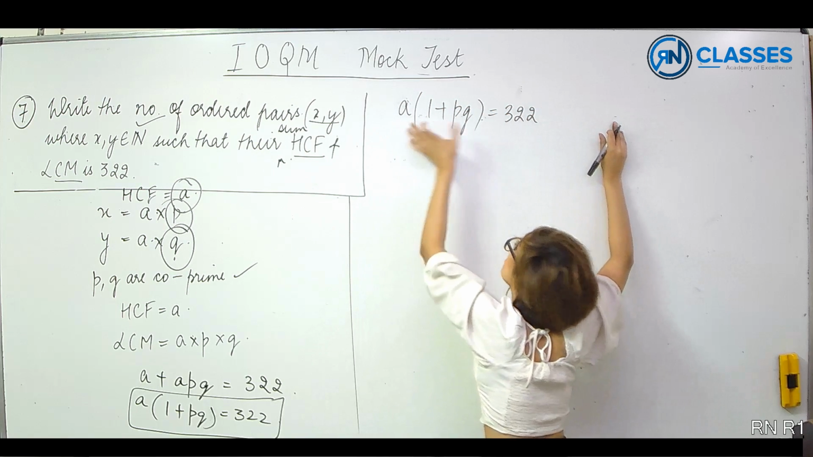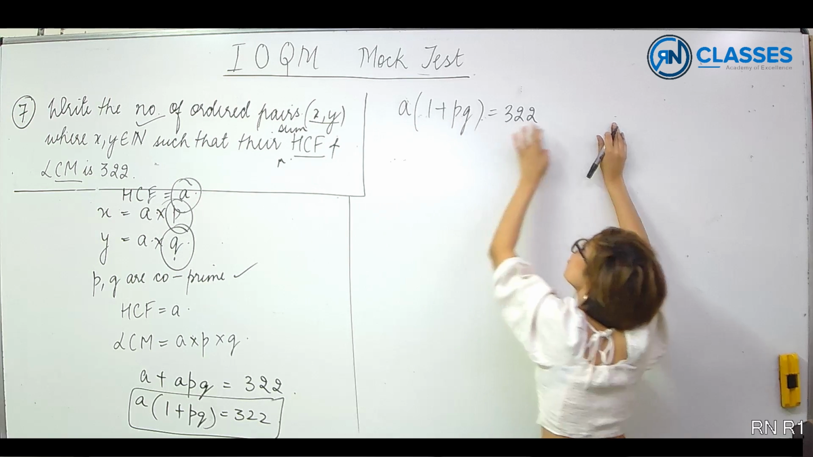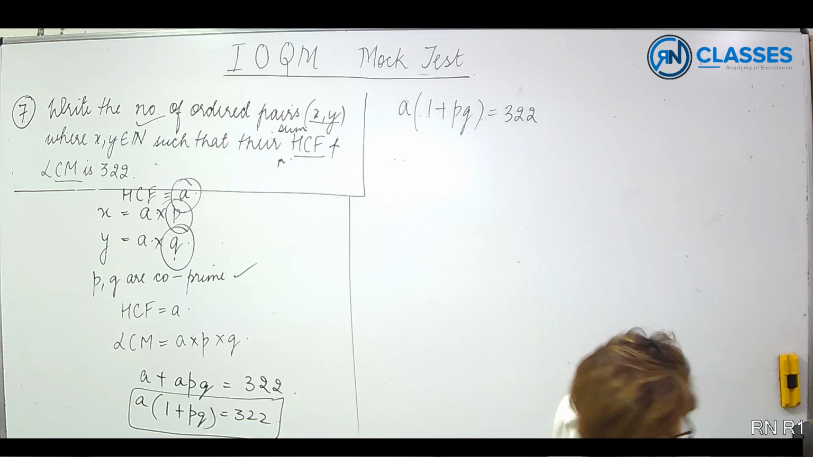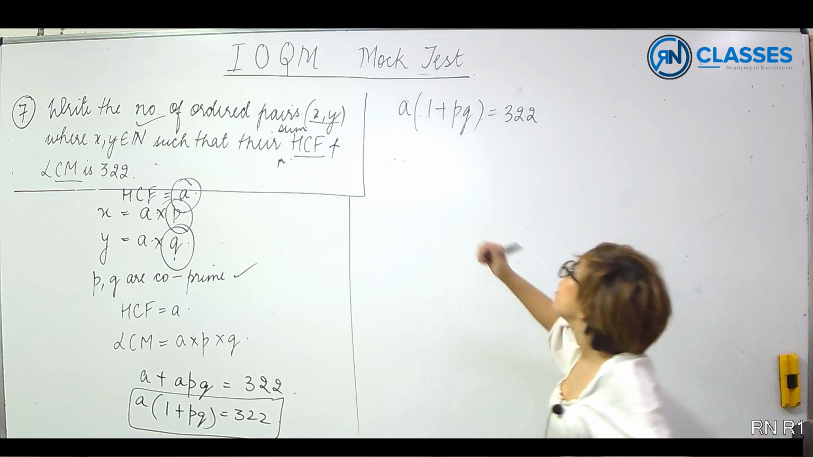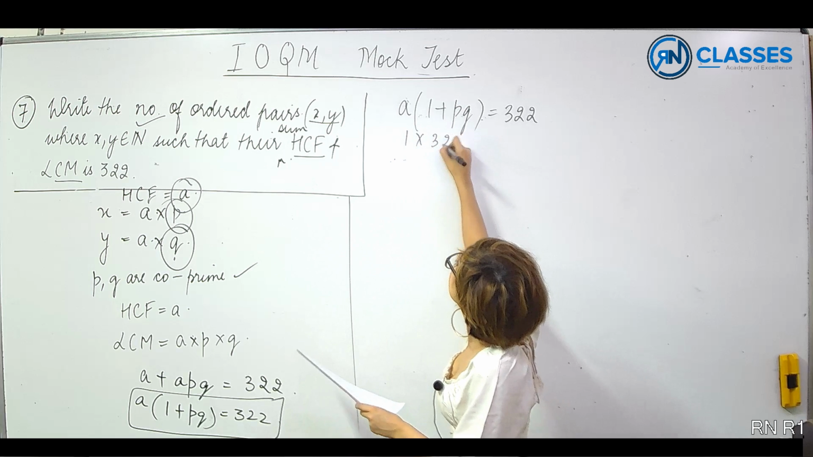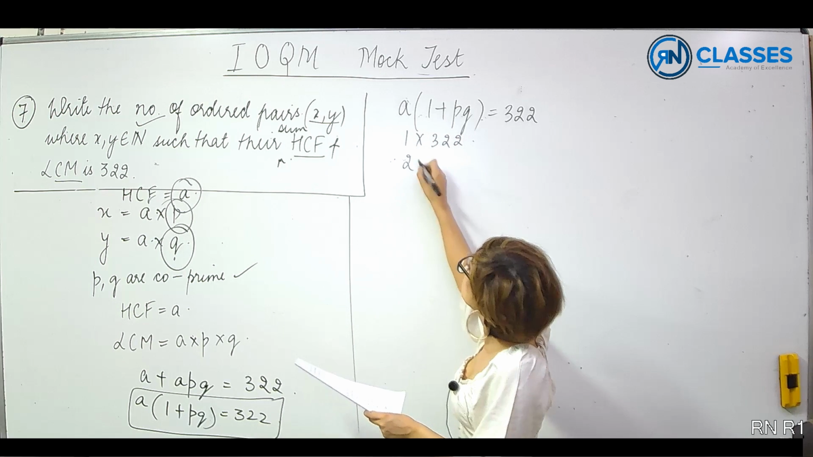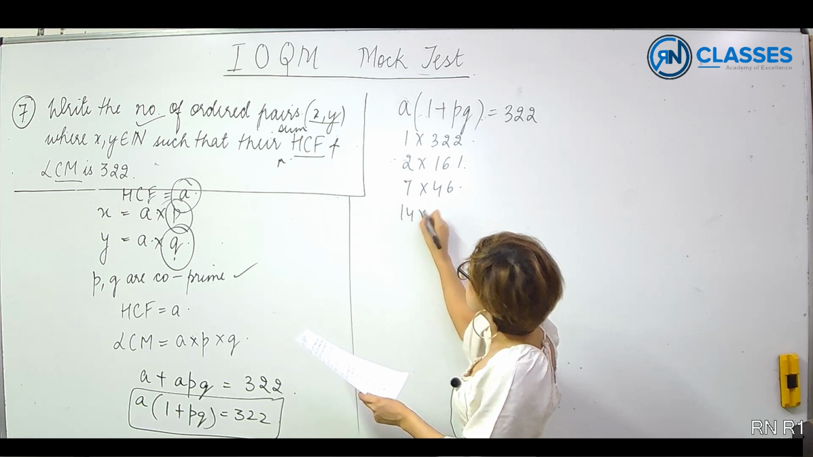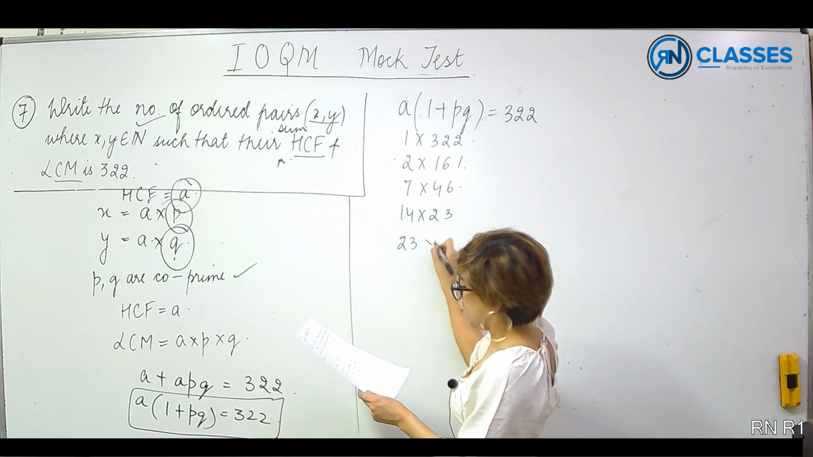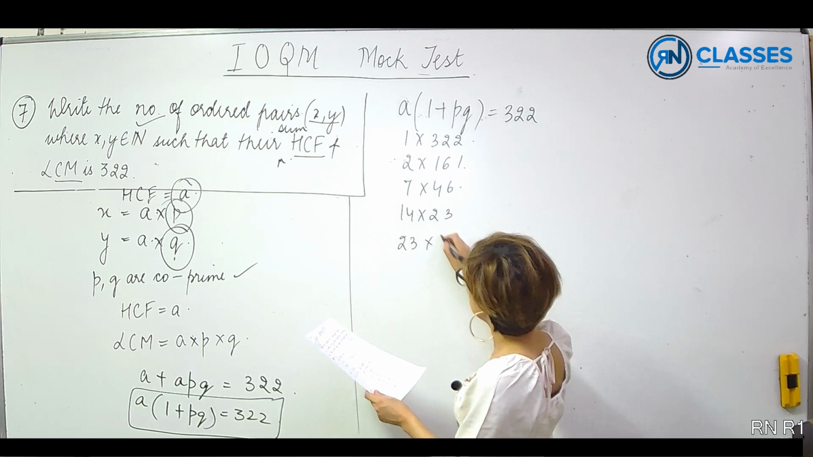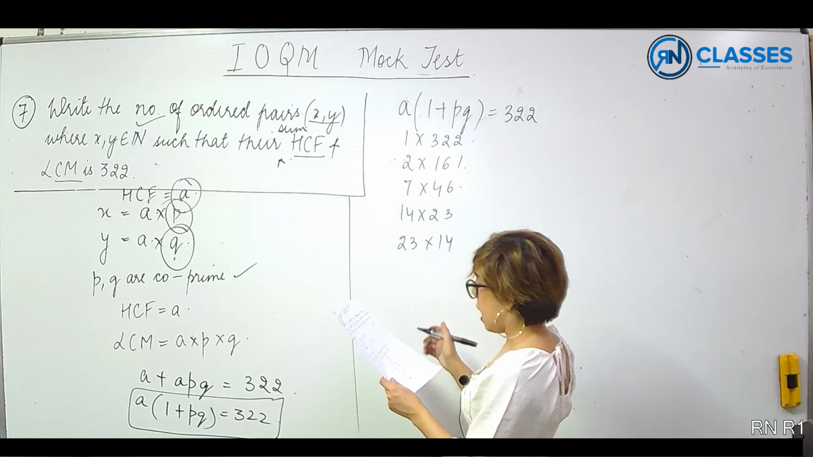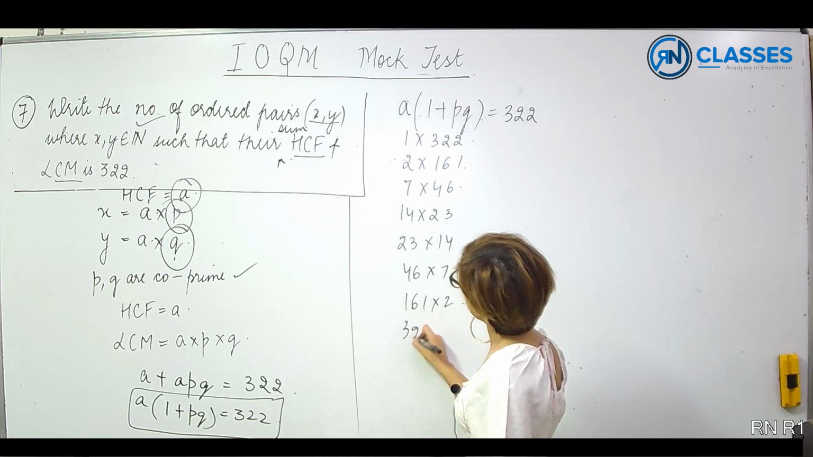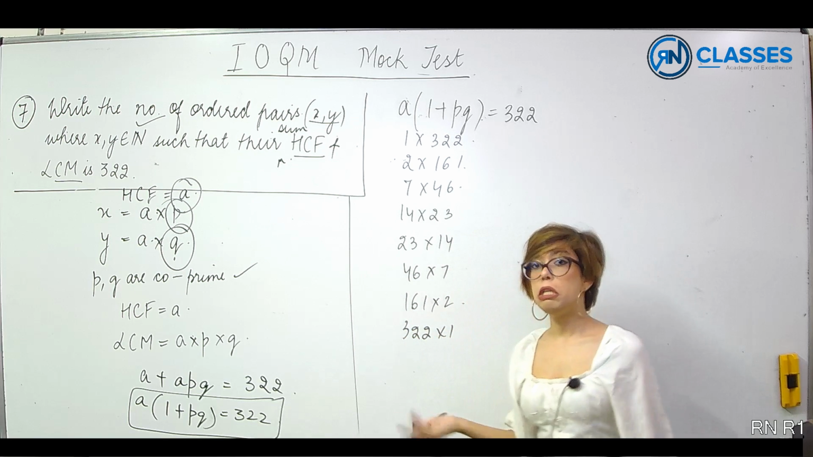This is a natural number, this is a natural number. Product of two natural numbers is 322. I can write 322 as a product of two natural numbers. That's not a big deal. First case I can take, that is 1 into 322. Second case, that is 2 into 161. Then 7 into 46. Then 14 into 23. Then 23 into 14, of course, and 46 into 7, 161 into 2, 322 into 1. Hardly some cases are there.